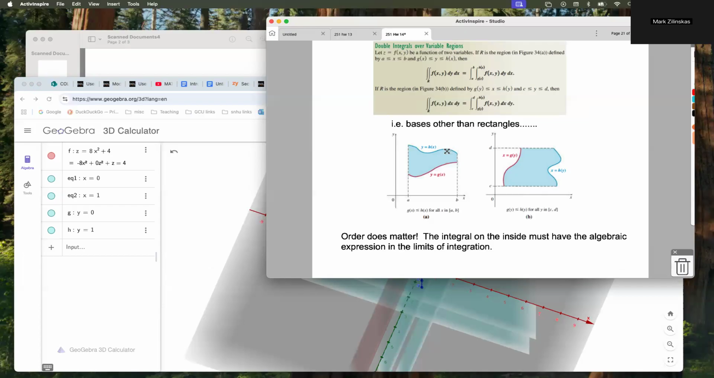So when I do that, that's going to be my inner function, okay? And I'm going to say that y is going to start from g of x on the bottom and go up to h of x. That's going to determine the region that we're integrating over. We're going to start at g of x, we're going to end at h of x.